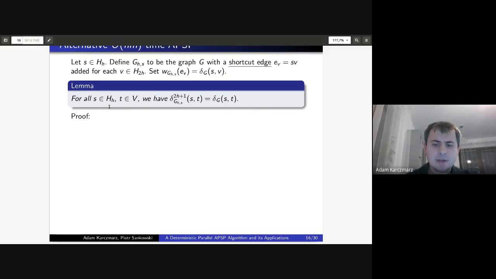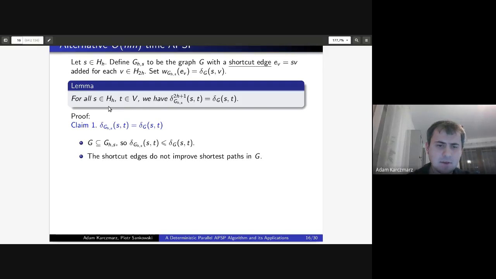First of all, we want to establish that the distances in G and the augmented graph GHS are the same. So that's claim 1. Since G is a subgraph of GHS, a distance in GHS cannot be larger than that in G. The shortcut edges that we added also do not improve upon paths in G, since their weights correspond precisely to distances in G.